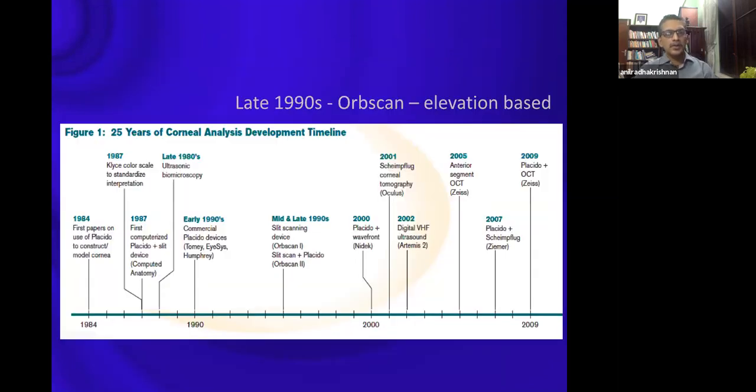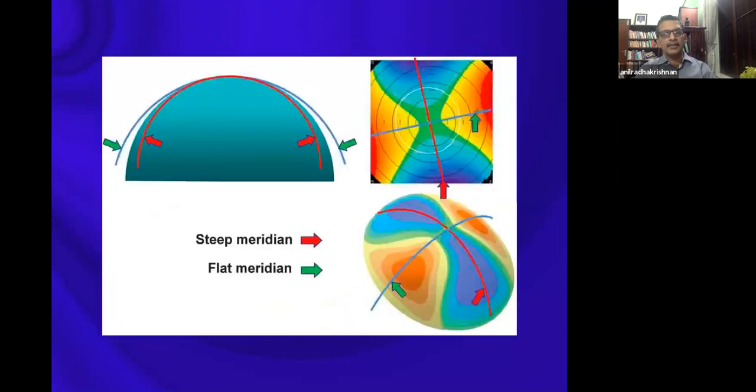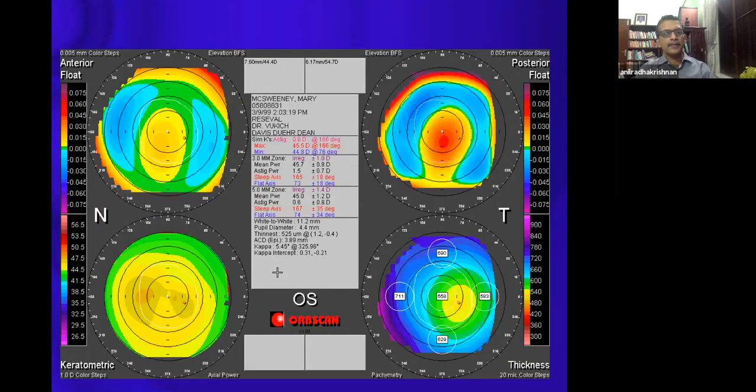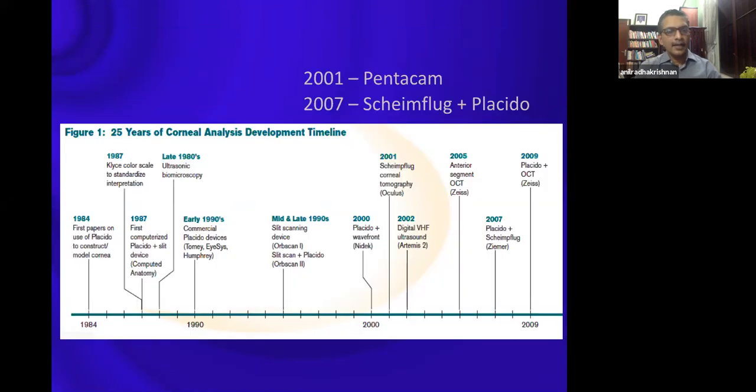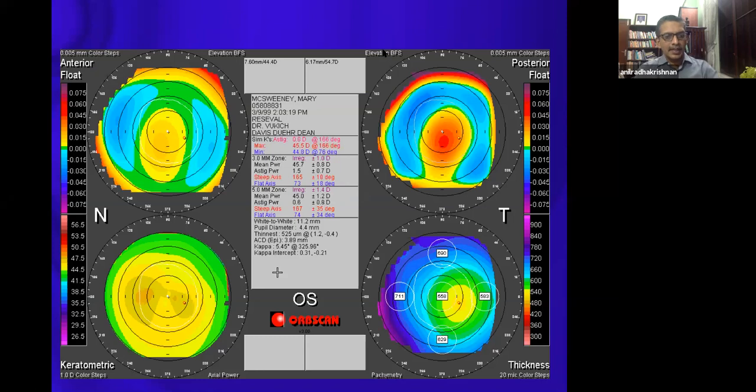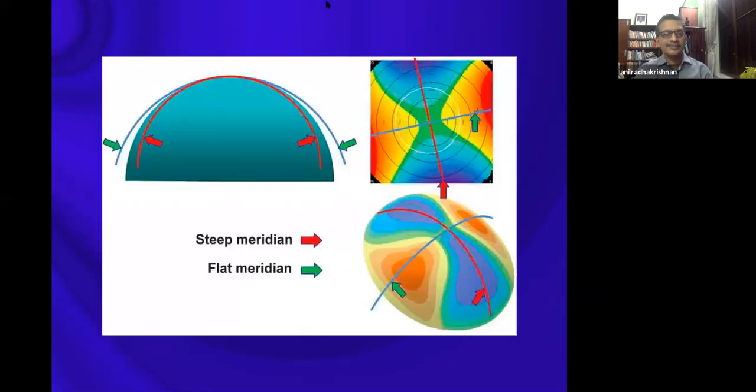So this topography, as I said before, came in the late 80s, 87, 88, like that. And I think within the next one decade, multiple topographies came. ISIS was one of the popular ones. TMS2 came, then came TMS3 and TMS4. And in the late 1990s, OBSCAN or elevation-based instruments came into being. So before we go into OBSCAN, I would like to take any questions, if there are any.